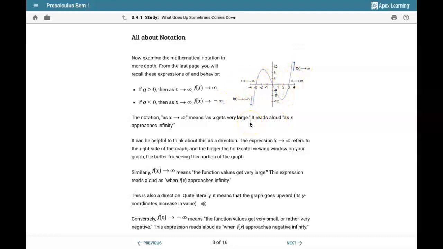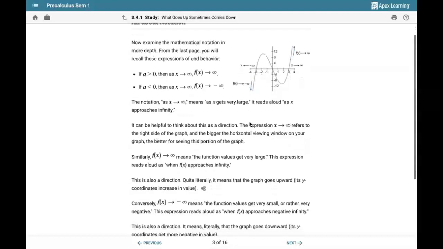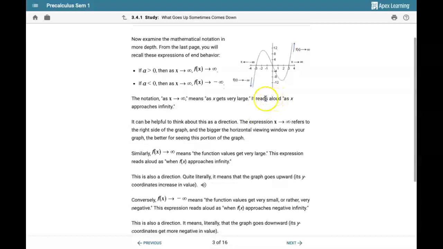So again, it's all about the way that you write it, and the more comfortable you can get with this, the easier you're going to find calculus. It's getting comfortable with the notation, understanding what it means, and being able to read mathematical terminology. I've pretty much been doing this throughout, but again, it reads aloud as x approaches infinity.